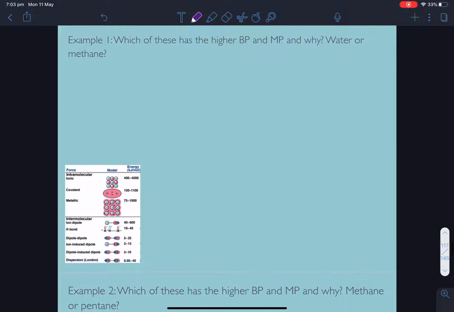Which of these two has the higher boiling point and melting point, and why? Water or methane? Not too dissimilar from solubility, we need to diagnose what intermolecular forces exist between these, but we don't need to consider the interactions between water and methane. We just need to talk about water to water and methane to methane, because we're comparing a block of water to a block of methane.